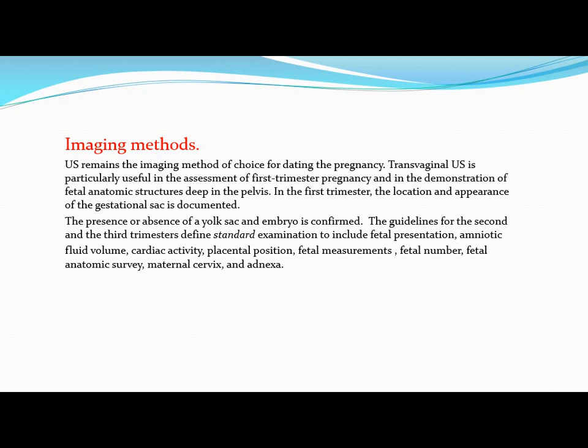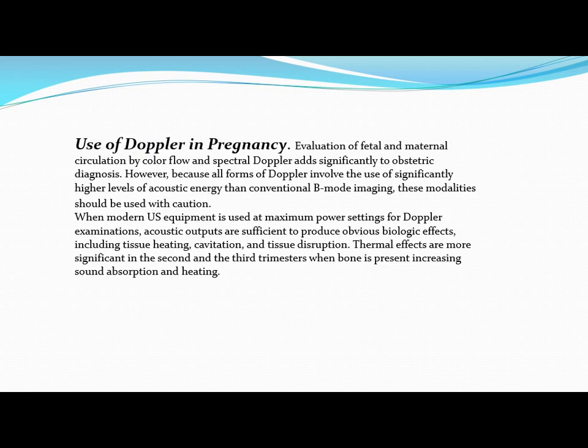The guidelines for the second and third trimesters define standard examination to include fetal presentation, amniotic fluid volume, cardiac activity, placental position, fetal measurements, fetal number, fetal anatomic survey, maternal cervix, and adnexa.